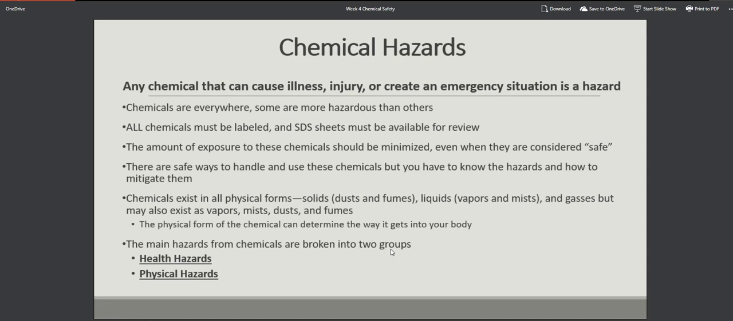We'll give you all the information, but you have to be able to depict what the hazards are and how to mitigate them. Chemicals exist in all physical forms: solids, dust and fumes, liquids, vapors and mists, and gases. The physical form of the chemical can determine the way it gets into your body. So naturally, solids can be ingested. You can swallow some of them, but typically, mainly this is the case where you're going to get it through inhalation, dust and fumes.